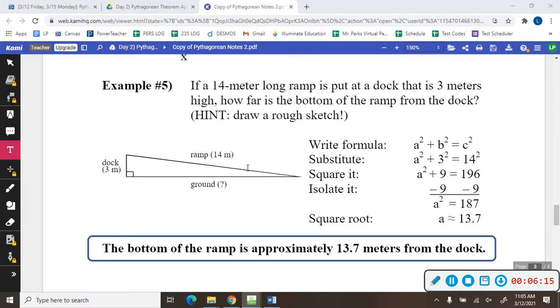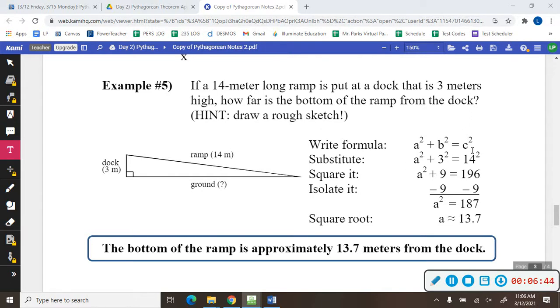So a 14-meter long ramp is put at a dock that is 3 meters high, and they want to know how far is the bottom of the ramp from the dock. And so here they drew a rough sketch, and you don't have to draw a dock, you don't have to draw a ramp, but you at least need to draw a triangle.